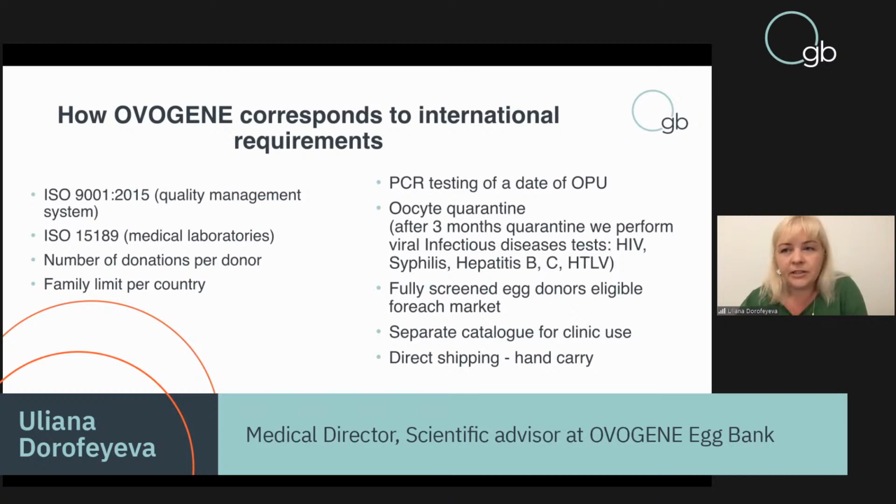For donor screening, we use only certified ISO 15189 medical laboratories. We have software where we control the number of donations per each donor and strictly control the family limit per country. Also, for donor screening, we perform PCR testing on the day of the OPU for the donor. And if it is requested by the medical laws of the country, oocyte quarantine, and then repeated viral infectious disease testing after the quarantine period. During that term, materials are stored in the quarantine tank.